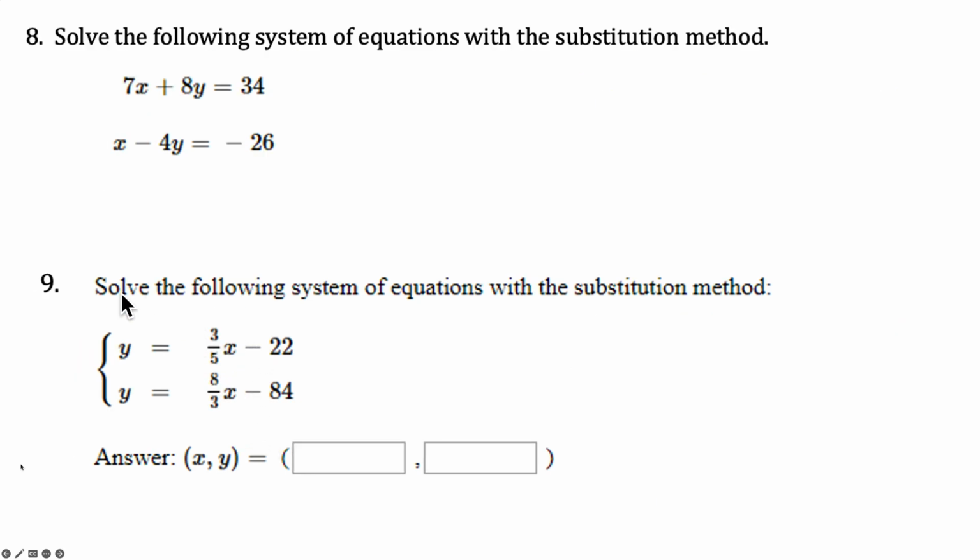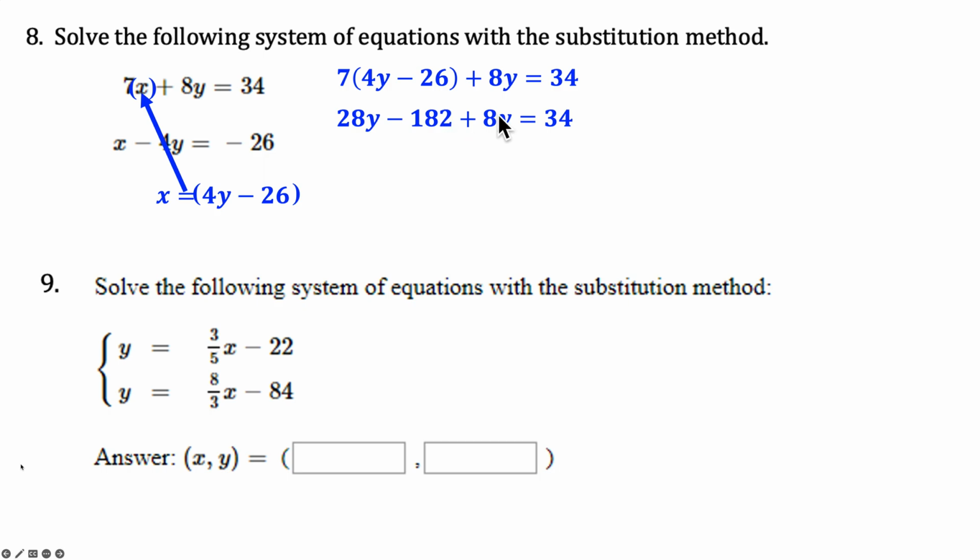Number eight. Here, notice that we don't have a variable by itself. But I'm going to, again, choose the second equation, and it looks like to get x by itself, that would be the easiest thing to do because all the other variables have a coefficient being multiplied to it. So I'm just going to add the 4y over to the minus 26. Take the 4y minus 26 and put it into the first equation's x. 7 times 4y, 28y. 7 times, get your calculator for this one. 7 times negative 26 looks like minus 182.